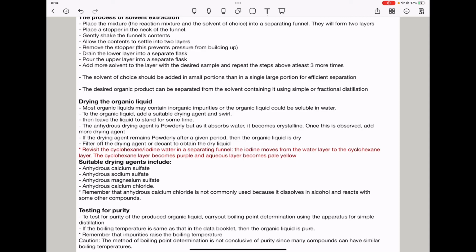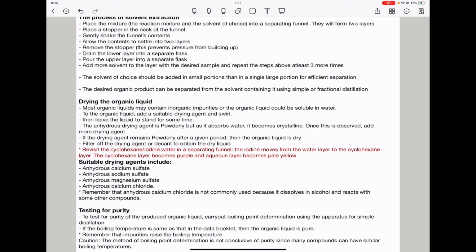The anhydrous drying agent is usually powdery, but if it absorbs water, it becomes more crystalline. Once this is observed, add more drying agent until the added drying agent remains powdery, and that will be proof that the organic liquid is dry. Filter off the drying agent, or we can decant in order to obtain the dry liquid.